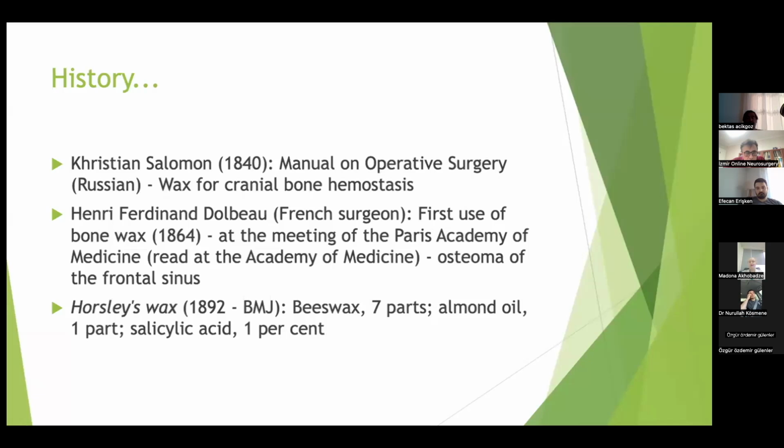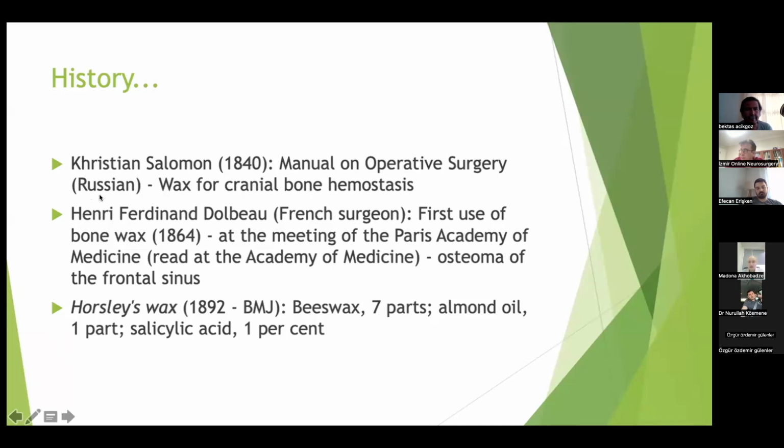And Victor Horsley finally published his formulation of bone wax in the British Medical Journal in 1892. So he mentioned that it contained beeswax 7 parts, almond oil 1 part, and salicylic acid 1%. So you can see here, which is quite striking. Actually, maybe this got missed in the history because the language might have been Russian.